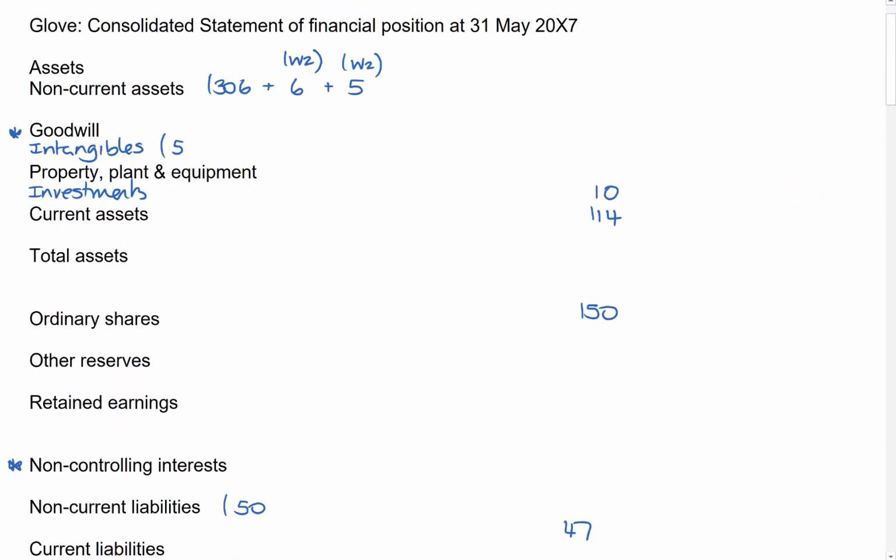Therefore, if we go up to intangibles here, I'm going to take away the amortization of 1 million, so that takes me down to a SFP value of 4 million for my brand.